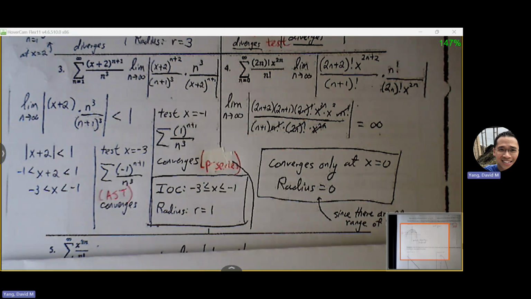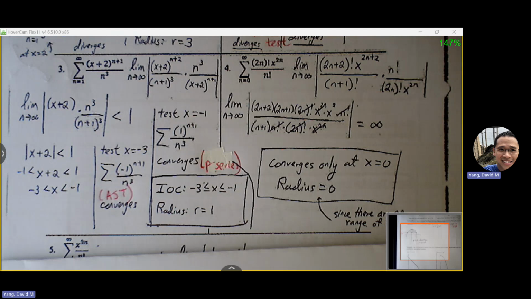For number 4, we're going to set up using ratio test. Replace all the n's with n+1. Multiply by its reciprocal. We can expand out our factorials. Bunch of stuff will cancel out, but not enough. There's more n's above than there is below. So this will go out to infinity.